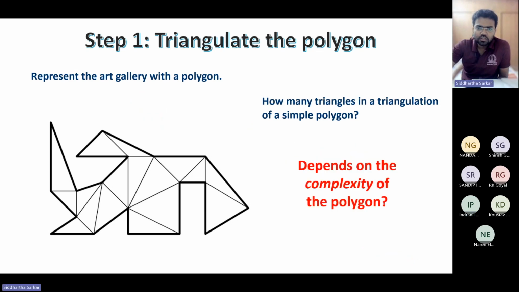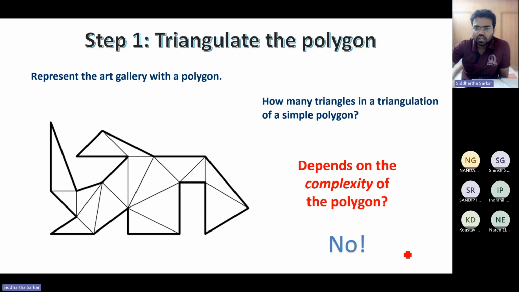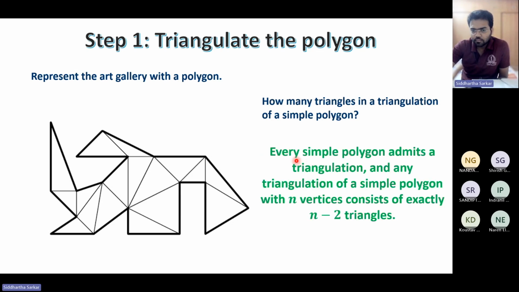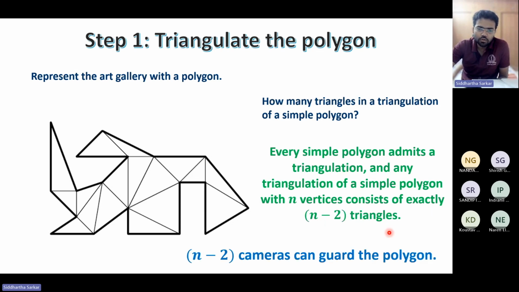The number of triangles in a triangulation of a simple polygon does not depend on the complexity of the polygon. It is n minus 2. And this is the theorem: every simple polygon admits a triangulation, and any triangulation of a simple polygon with n vertices consists of exactly n minus 2 triangles. Therefore, n minus 2 cameras can guard the polygon, because if you put one camera in the interior of every triangle, then that triangle is definitely guarded by that camera. So far, so good.